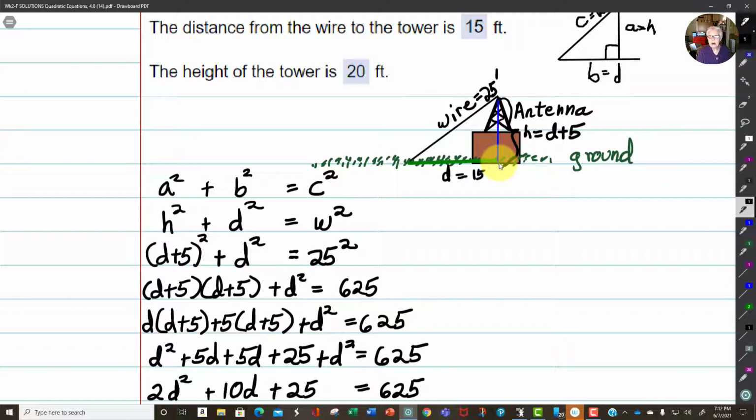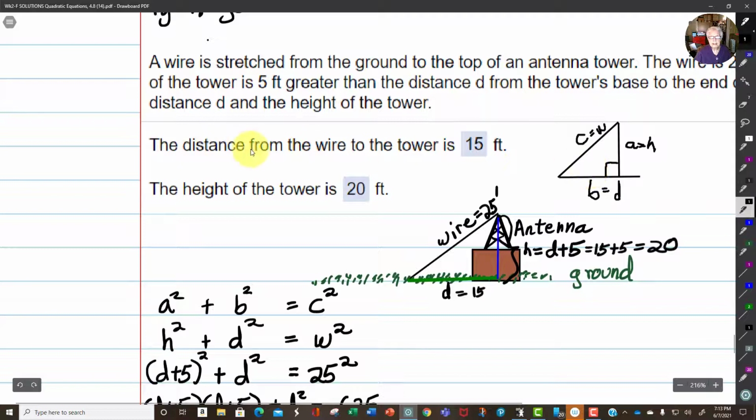D plus 5, if d is 15, is going to be 15 plus 5, which is 20. Therefore, the distance from the wire to the tower is 15 feet, and the height of the tower above the ground is 20 feet. And we have found our dimensions.